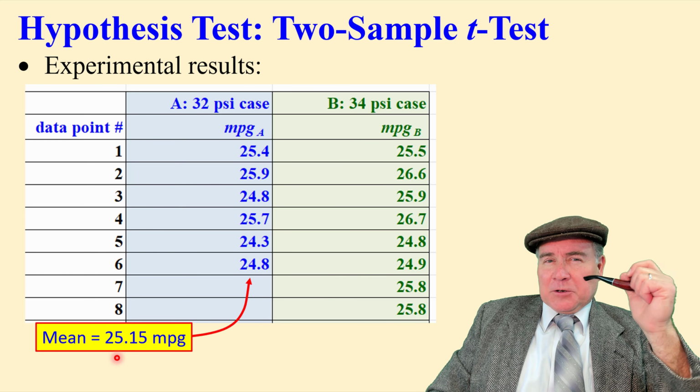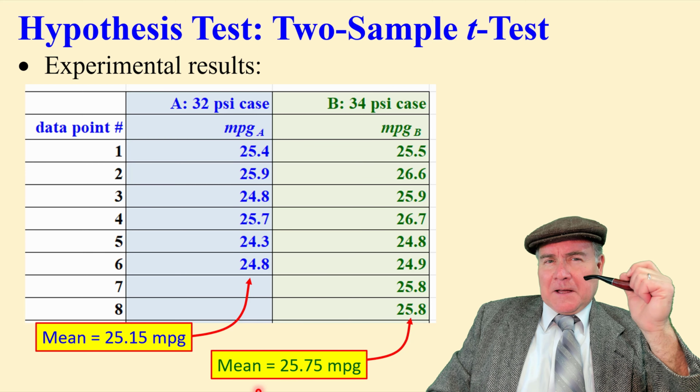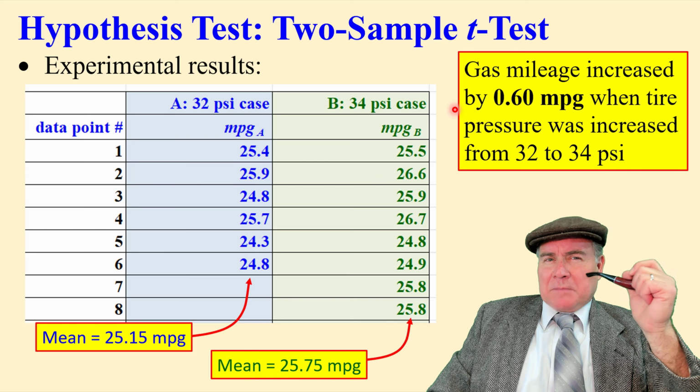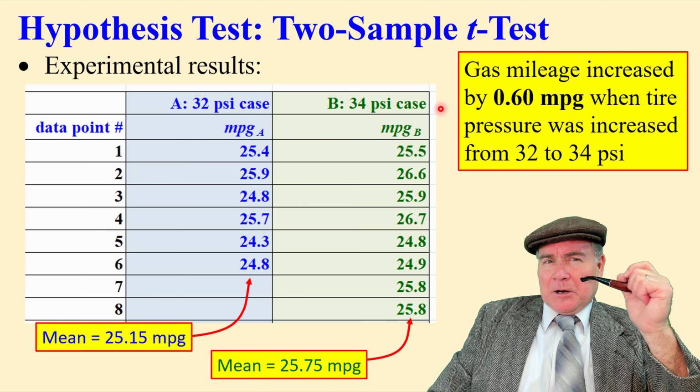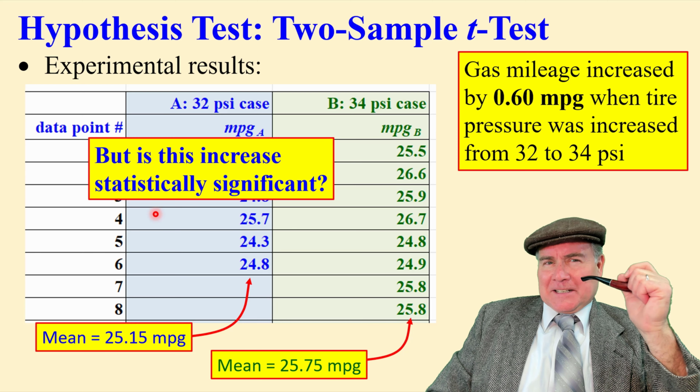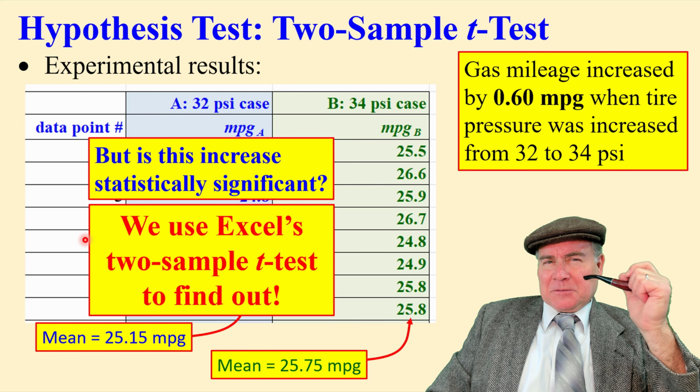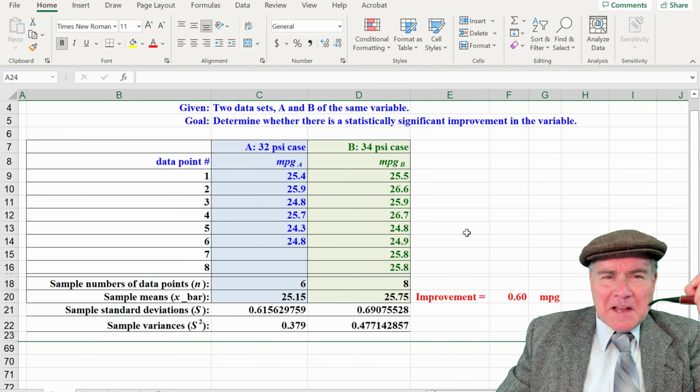The mean at 32 psi is 25.15 MPG. At 34 psi, it's increased to 25.75 MPG. So gas mileage increased by 0.60 MPG by increasing tire pressure. But is this increase statistically significant? We use Excel's built-in two-sample t-test to find out. You'll need the data analysis toolpack.